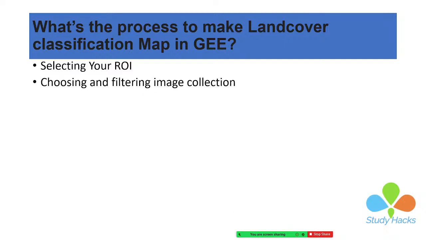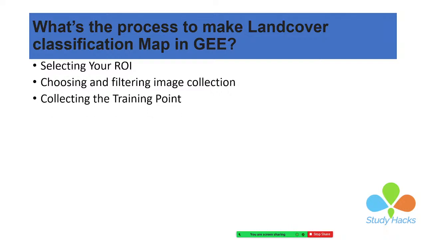Second step, you need to choose and filter your image collection, which image you want to use for making the Landcover classification map. It can be Landsat or Sentinel. So you choose and filter, and we already covered the Landsat part, how you can easily filter the Landsat satellite imagery for a specific period of time as well as a specific region.